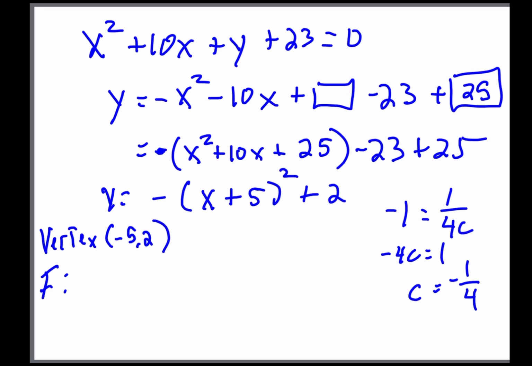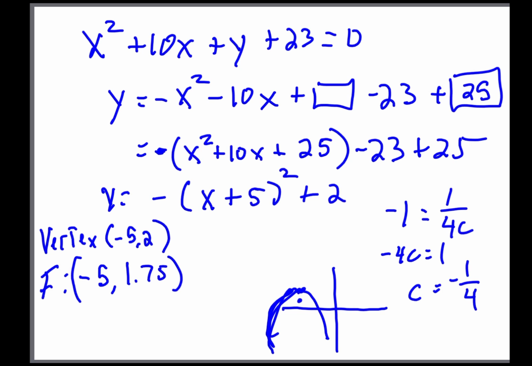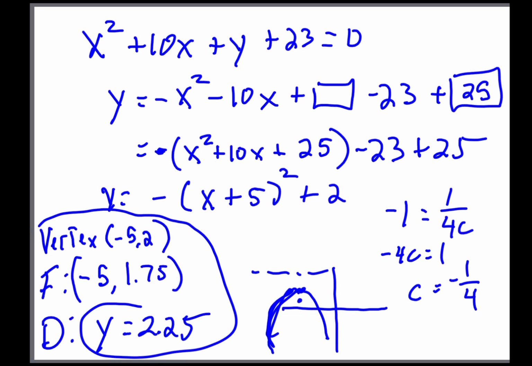So in this case, if we look at the graph, just to give us a hint and idea of what we're doing here, our vertex is at negative 5, 2. It's negative, so we know this is going to be down. So our focus is going to be right there. Our x value stays the same, as that's negative 5. And then subtract 1/4 from 2. So 1.75. And then our directrix, D, we're going to add 1/4 because it's this line right here. So that would be y is equal to 2.25. So there are our solutions, our vertex, our focus, and our directrix for that one.